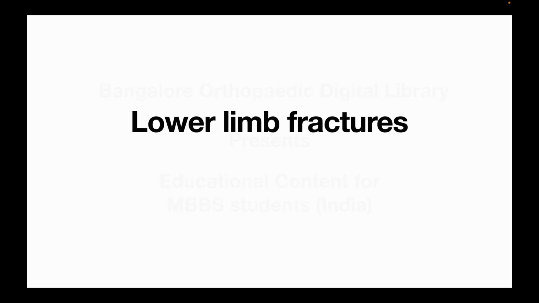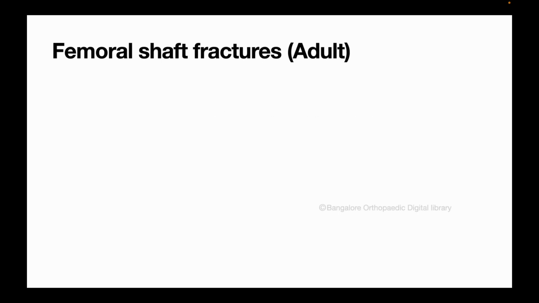In this video, I'll talk about the injuries of the lower limb covered in the MBBS curriculum. First, femoral shaft fractures. Femur is the longest and the strongest bone in the human body. Common causes of femoral shaft fractures in adults are road traffic accident and fall.